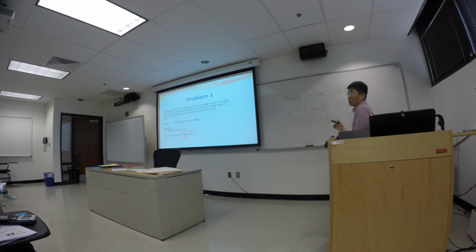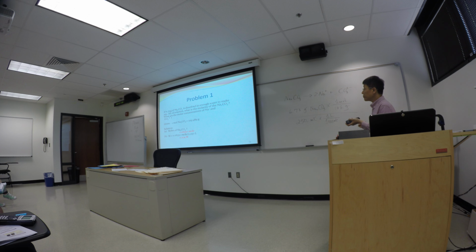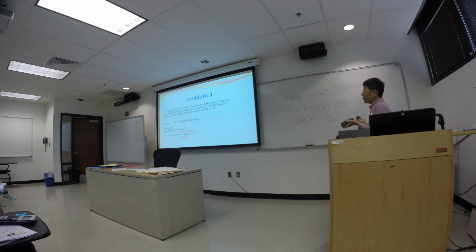And the question continues to ask you, what's the molar concentration for sodium? What's the molar concentration for carbonate? Well, if you look at this particular equation, each mole of sodium carbonate, when dissolved in water, will give you 2 moles of sodium ion, 1 mole of carbonate ion. So the carbonate ion concentration is the same as the molar concentration of the solution, 0.254. Sodium, 2 times that, 0.508.